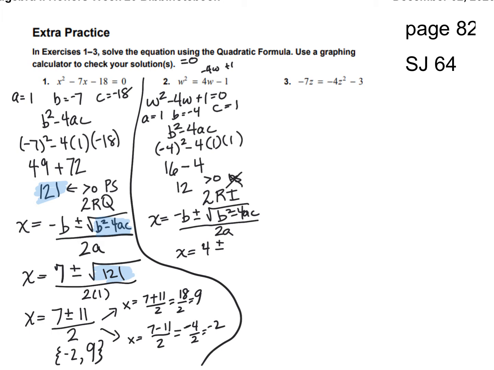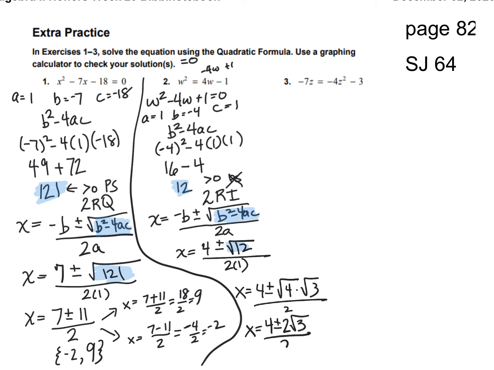Let's see. b squared minus 4ac is this value here, so that's what I'll put under the radical. So the square root of 12 divided by 2 times 1. So x will equal 4 plus or minus the square root of 4 times the square root of 3 over 2. x equals 4 plus or minus the square root of 4, which is 2, times the square root of 3 over 2. Then I need to simplify.